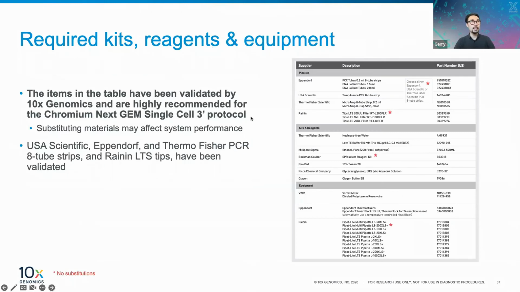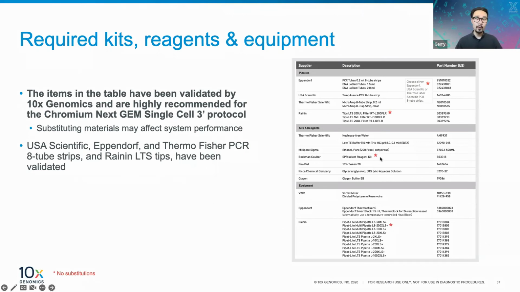Other things that you will need: plastics. This particular table contains plastics that have been validated by 10x Genomics and are highly recommended for the assays that we provide. Substituting some of these materials may affect system performance. In terms of tubes, we recommend USA Scientific, Eppendorf, and Thermo Fisher PCR 8-strip tubes. And in terms of pipette tips, we recommend Rainin LTS tips, also Eppendorf ones.